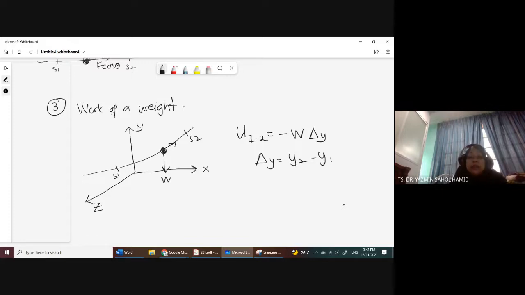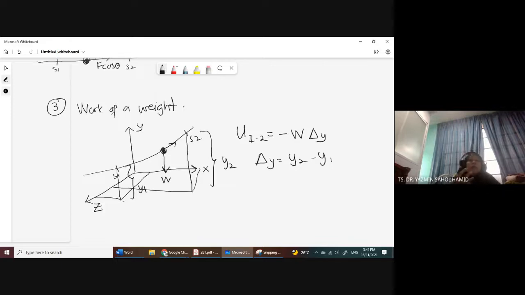And what is y2 and y1? Y2 is the height, this height. Let's say this is y2, and this is y1. Because it's due to weight, you take the difference in height, the change in height, y2 minus y1. So this is work due to weight.